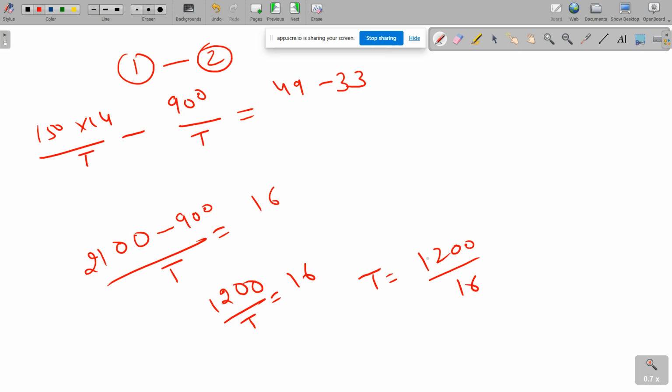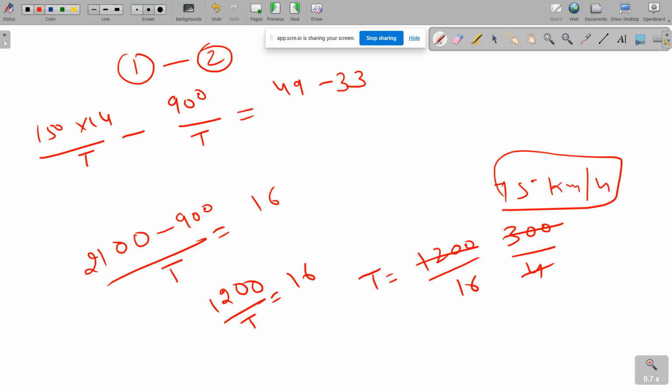Okay, and cutting it by 4, it will be 75 kilometer per hour. Okay, that is the speed of the train that we need to calculate. I hope it is clear.